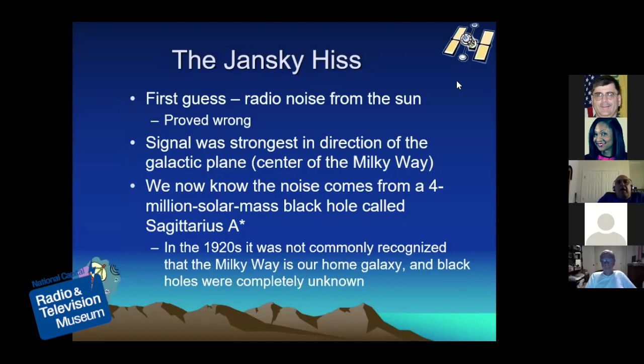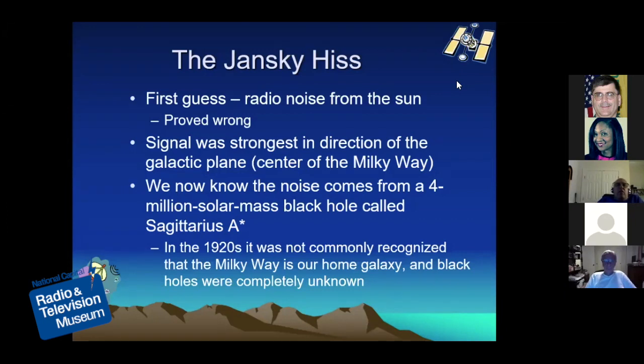So we've got the Jansky hiss, or as it's called by astronomers, the Jansky noise. So at first, Jansky thought it was radio noise from the sun. So he did the best he could at pointing his antenna at the sun, which mostly involved waiting till the sun was right overhead. And that didn't really do anything. The noise was pretty much the same. But he did figure out that the signal was strongest in the direction of the galactic plane, the center of the Milky Way. So now we know that the noise actually comes from a 4 million solar mass black hole at the center of the Milky Way called Sagittarius A.